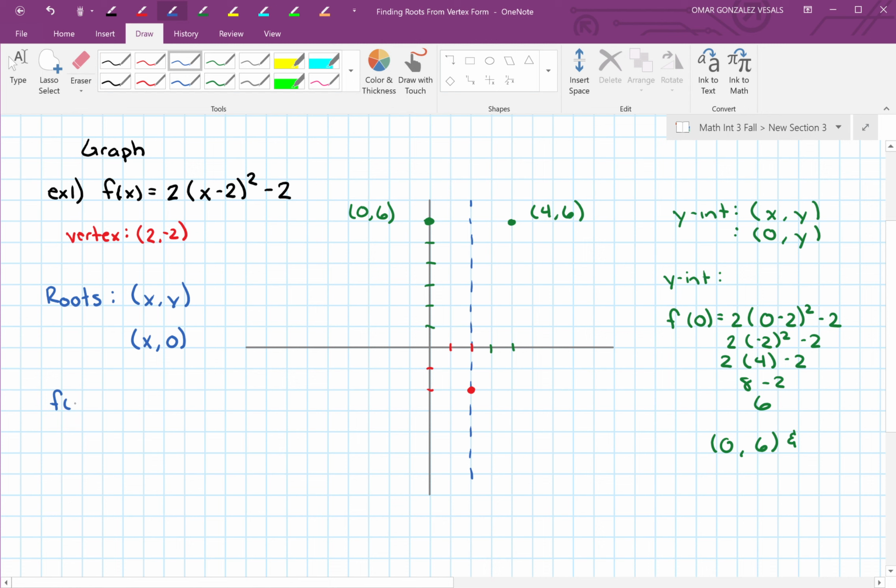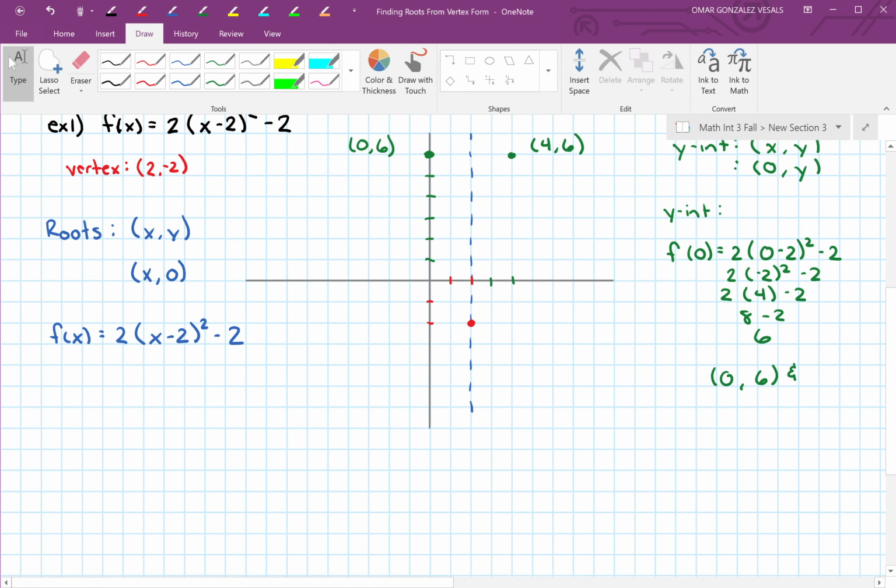So my function is f of x equals 2 parentheses x minus 2 squared minus 2. Okay? What I'm going to do here is, which value do I know? Do I know what x is, or do I know what y is? This entire thing represents y, not just the thing inside of the parentheses, but the whole thing.